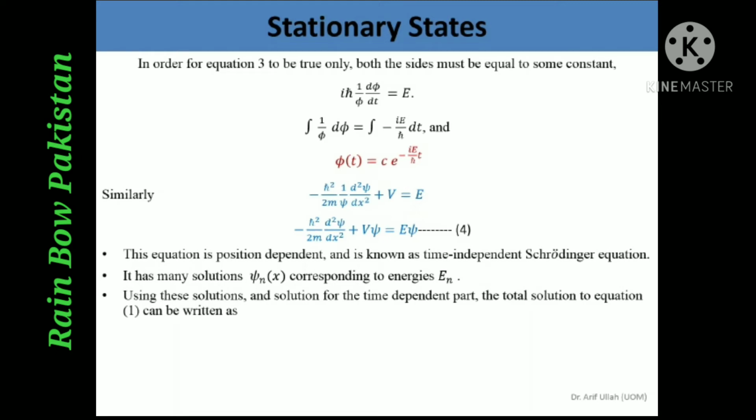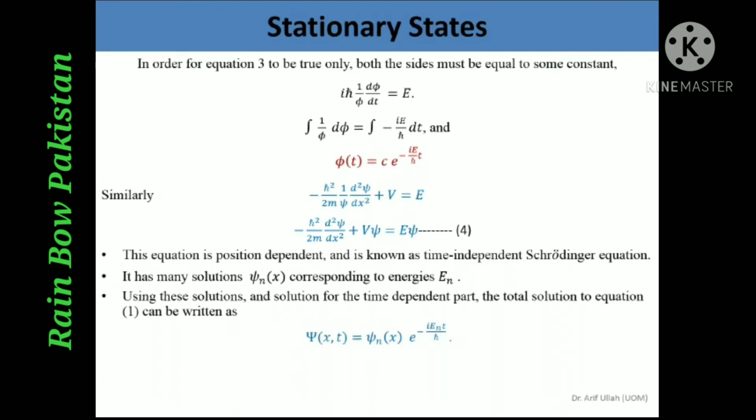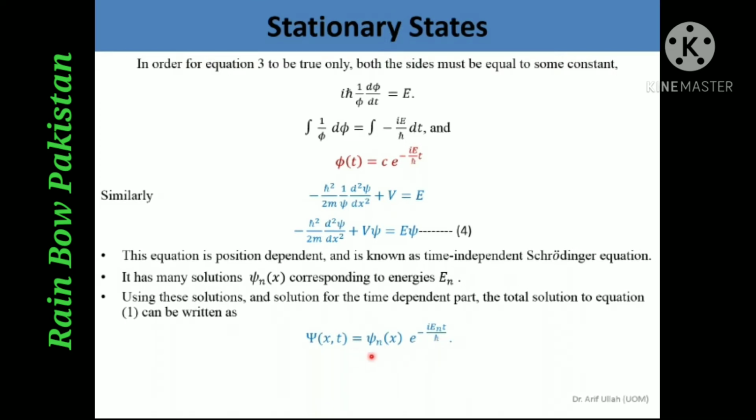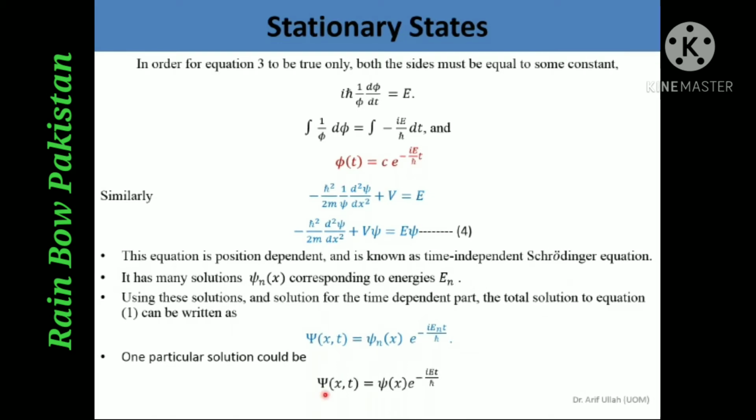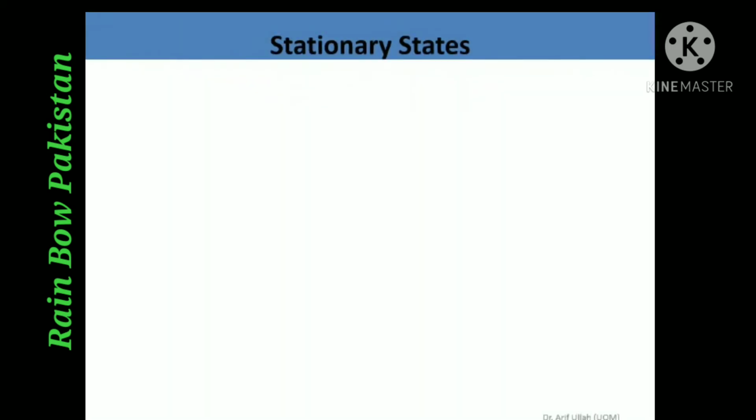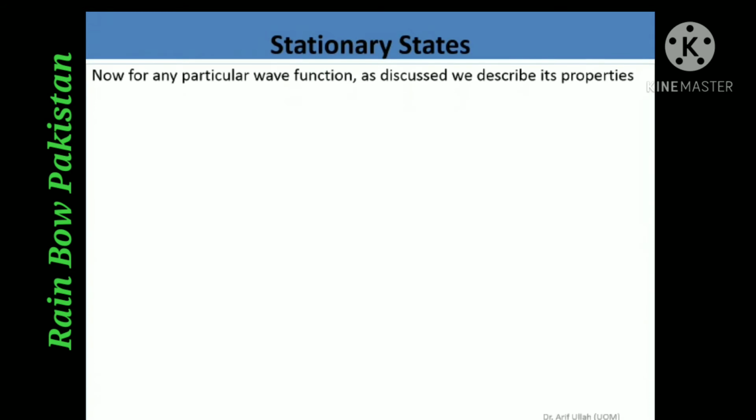It has many solutions, that is ψ_n(x), with corresponding energy eigenvalues E_n. So using these solutions and the solution for the time dependent part, the total solution to equation 1 becomes Ψ(x,t) = ψ_n(x) e^(-iE_n t/ħ), where one particular solution of this may be written as Ψ(x,t) = ψ(x) e^(-iEt/ħ). As we have got the general solution to the time-dependent Schrodinger equation, we are now in a position to discuss properties of any particular solution to this equation.